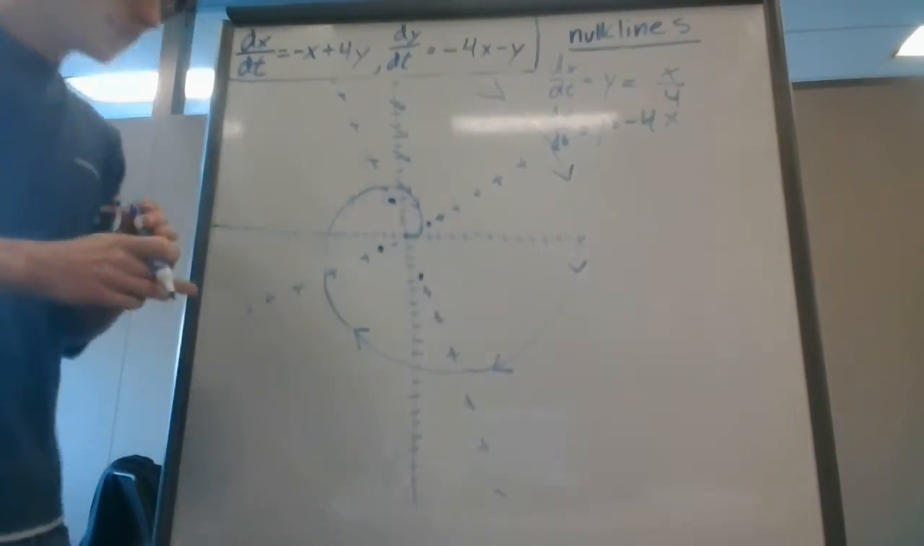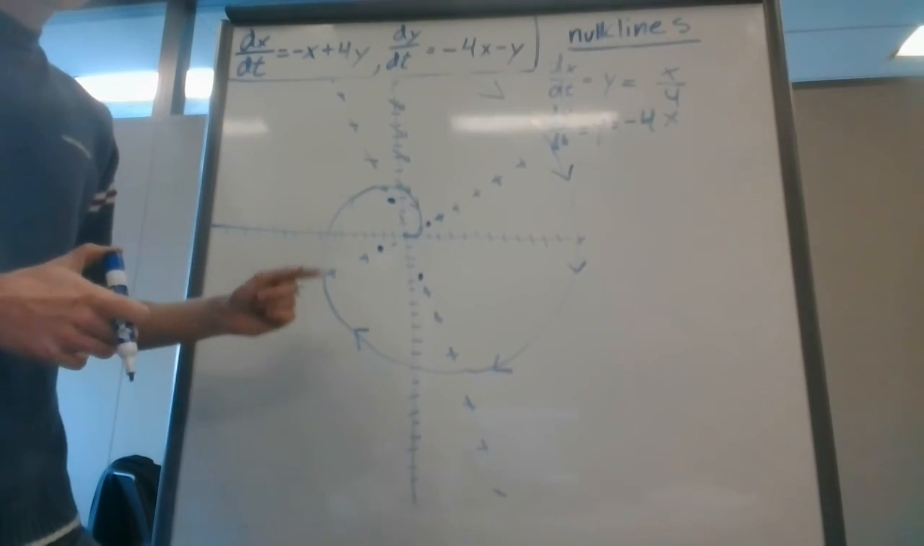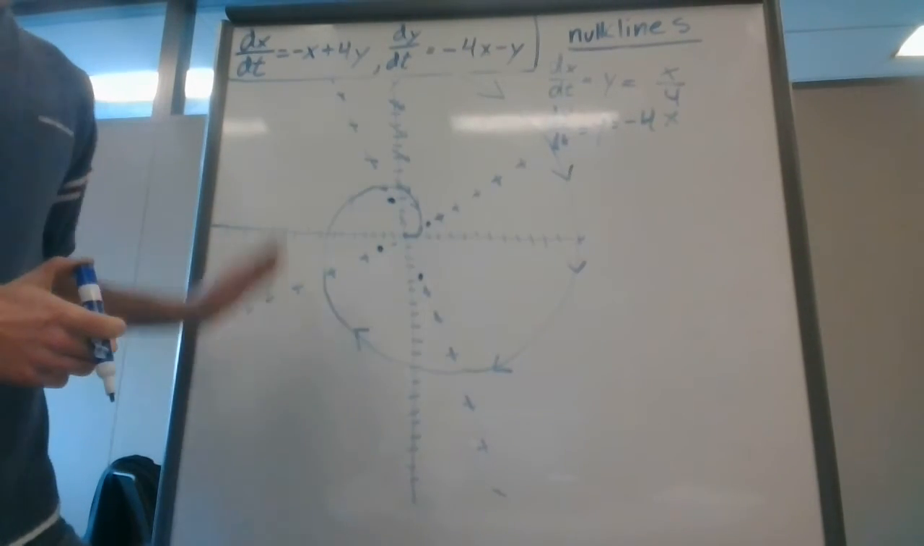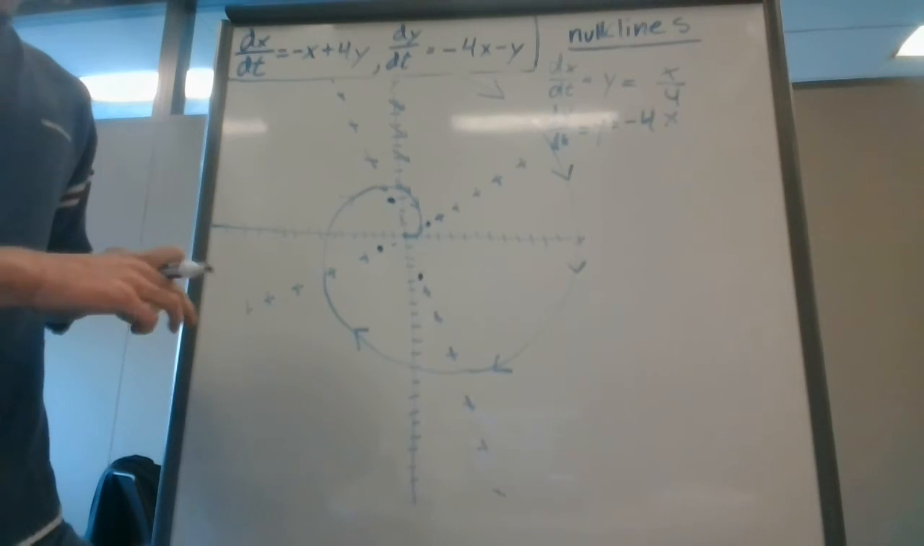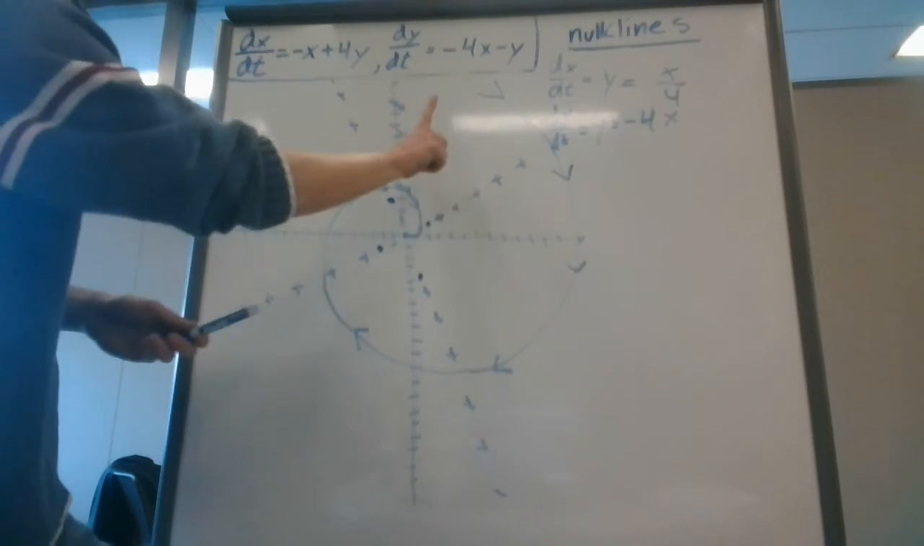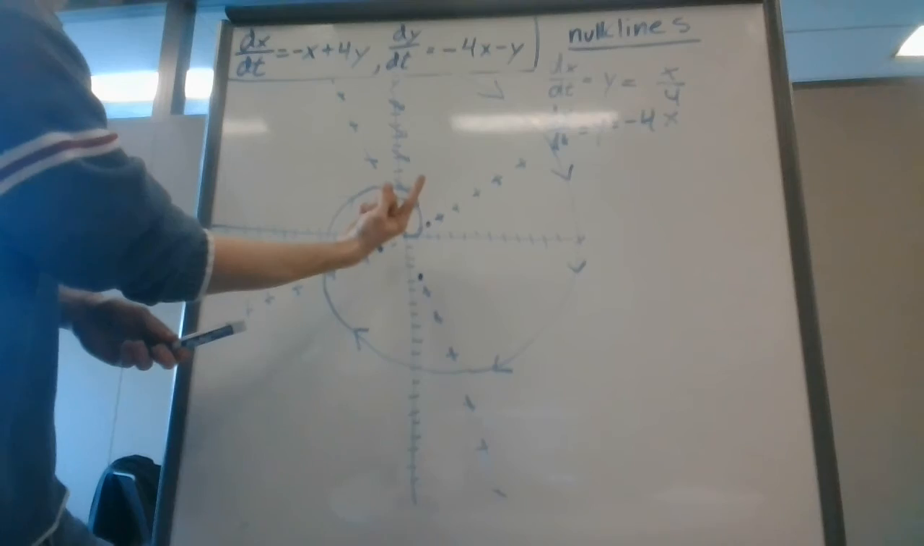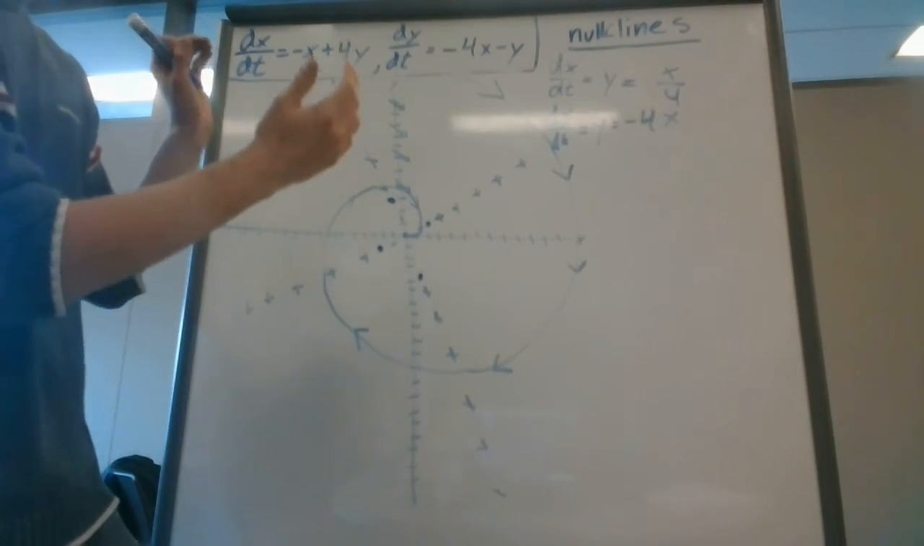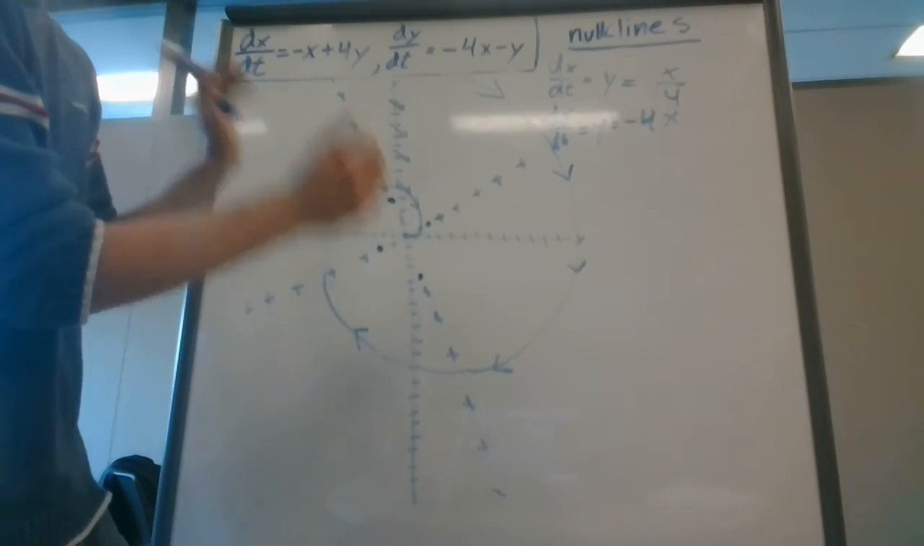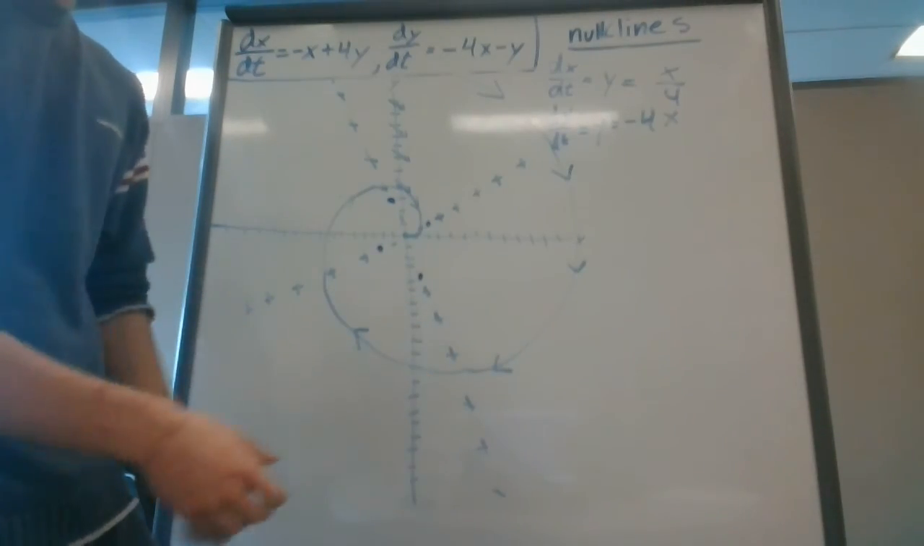So not only does this confirm that it is a stable spiral as it is spiraling towards the center, but also we have determined that it is going in a clockwise direction. So what we have here is a stable clockwise spiral. Ta-da!